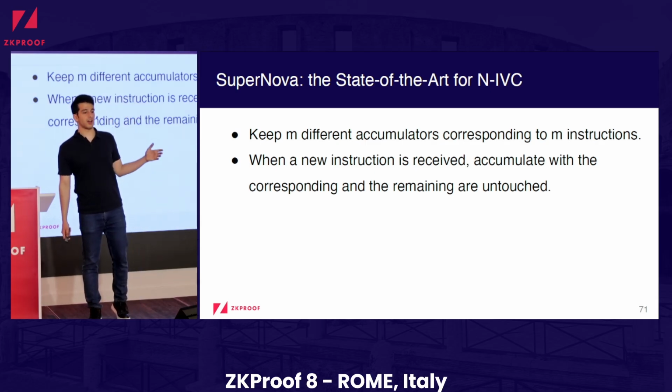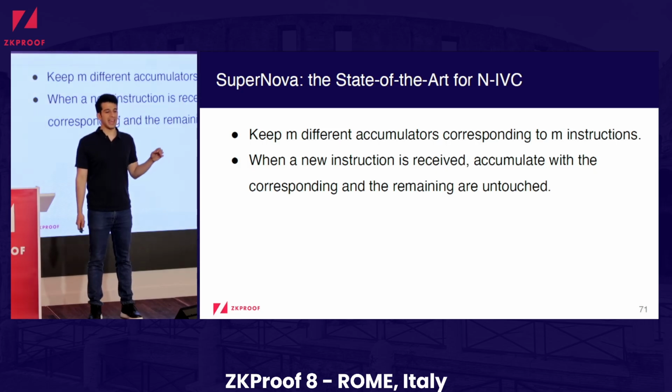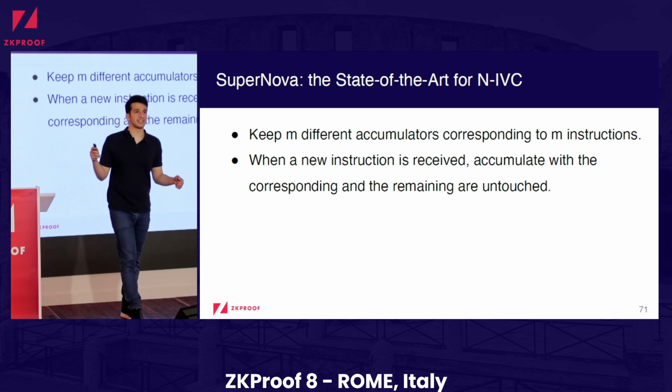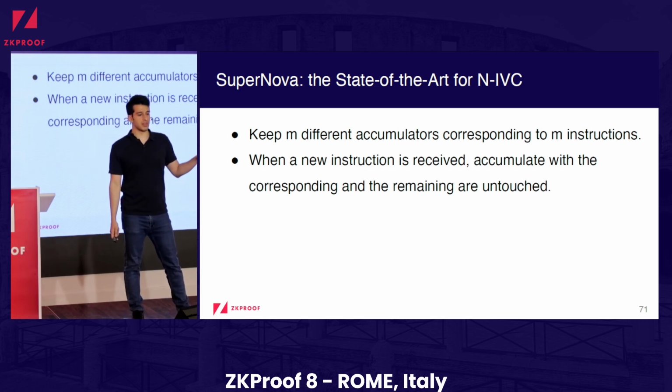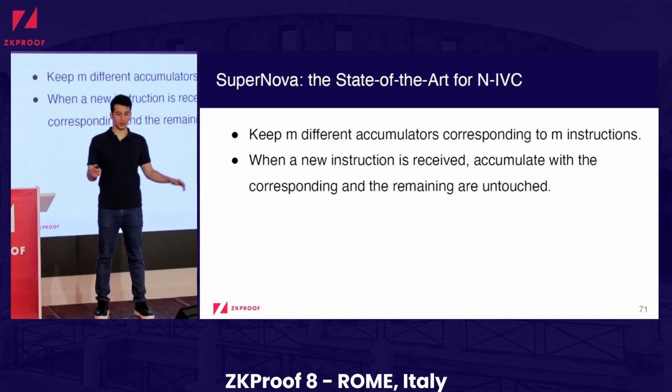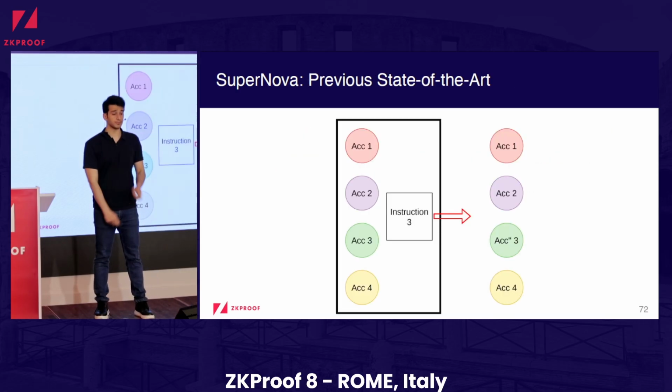At a high level, how it works is that they keep m different accumulators if you have m different instructions. Like if your CPU has 64 instructions, it requires 64 different accumulators. And once you want to execute an instruction, you just accumulate it with the corresponding accumulator, and the remaining accumulators are untouched. The point of that is that the prover cost at every step only grows with the instruction you executed, and not with the total number of instructions.